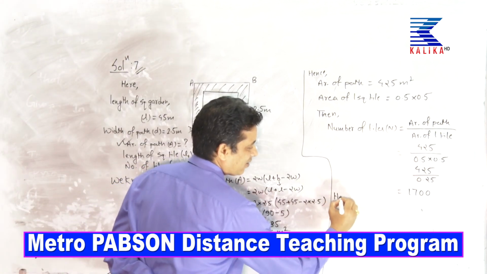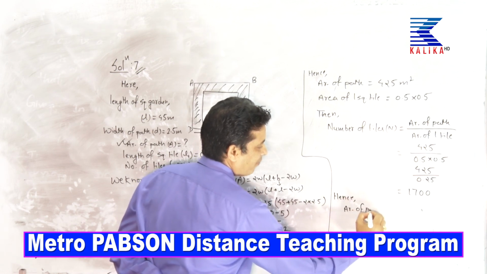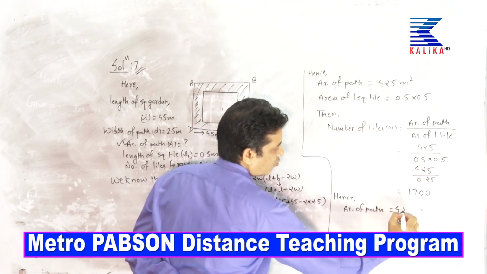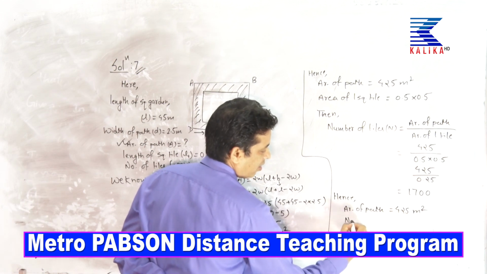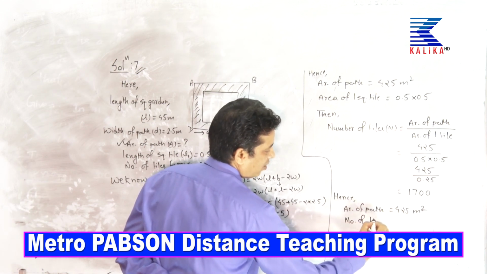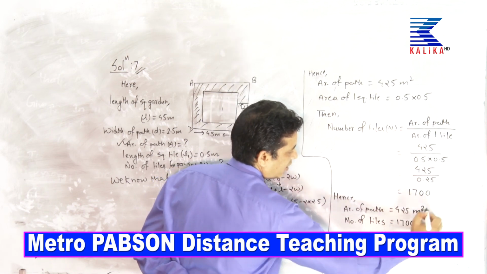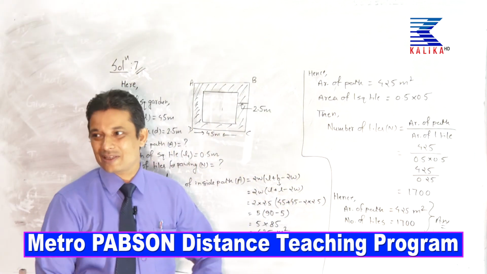So, finally, the conclusion. Hence, the area of path is equal to 425 square meter, and the number of tiles is equal to 1700. Answer. This is the beauty of mathematics.